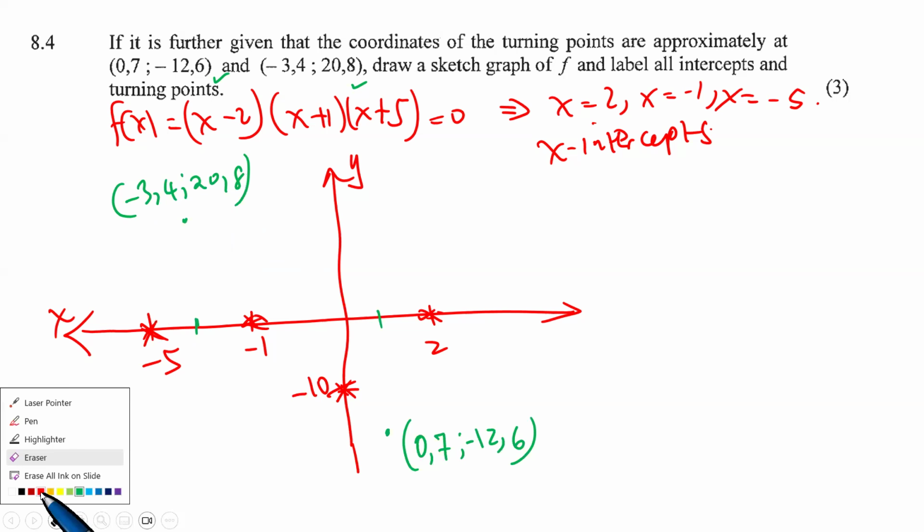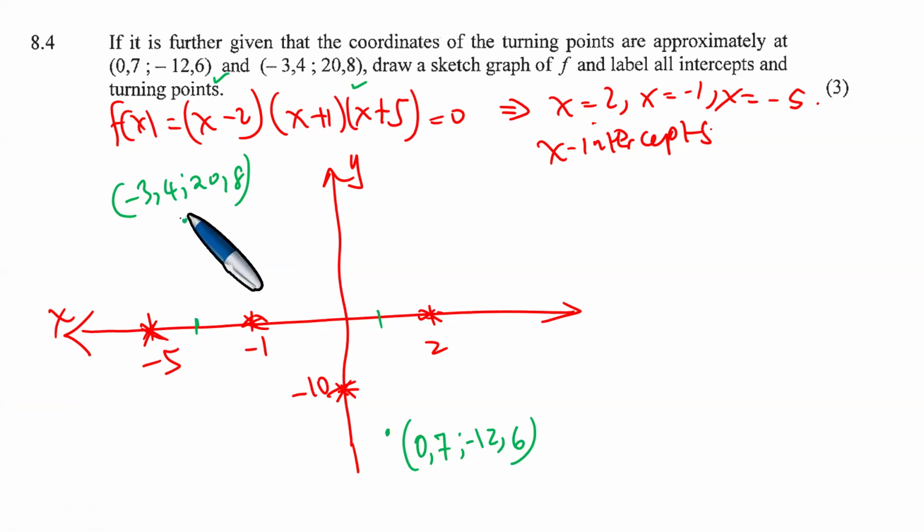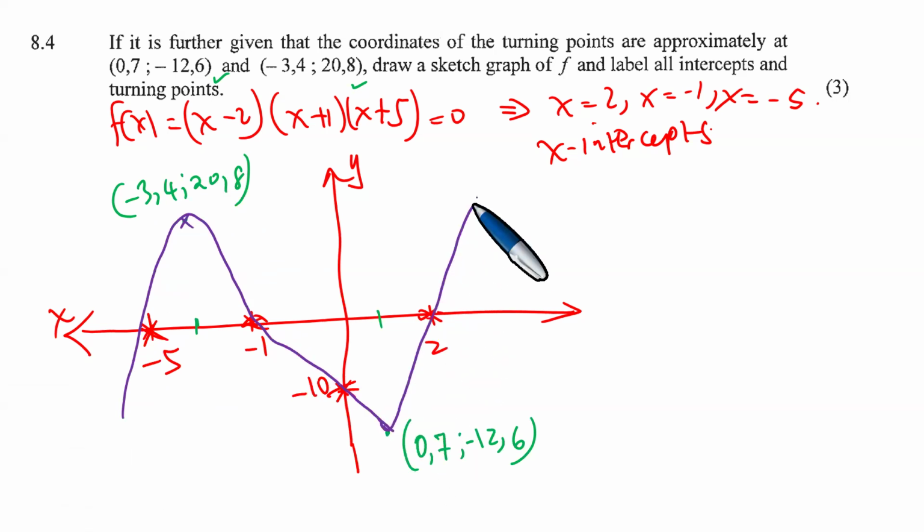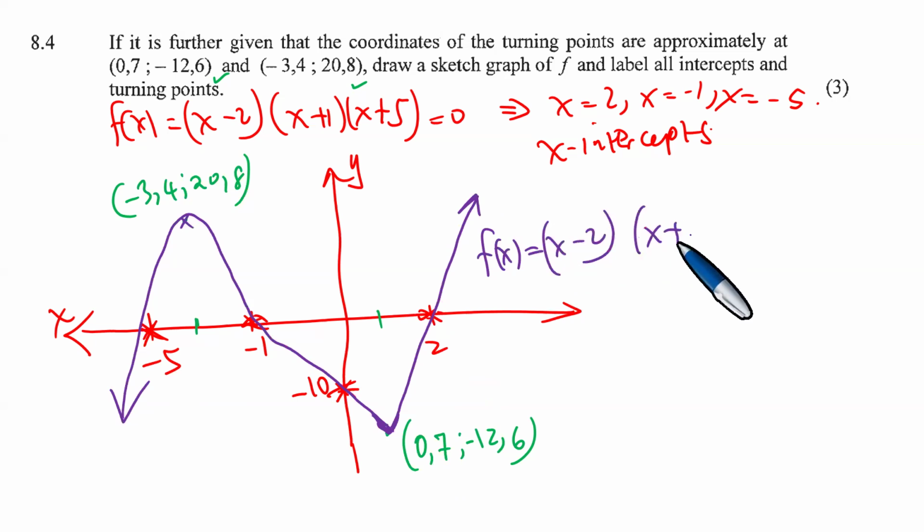So in the end, what we have is as follows. Let's draw the graph. It's going to have its turning point here, and then it's going to cut here. So you have this and that, which means f of x equals (x minus 2)(x plus 1)(x plus 5). So that is the rough graph. We continue.